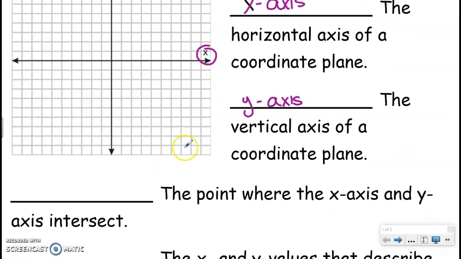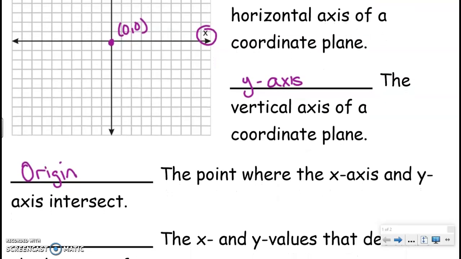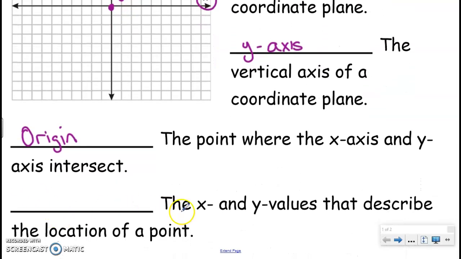The point where the x-axis and the y-axis intersect is right here. That is the ordered pair (0, 0), and it has a special name that we've talked about in the past. It's the origin. Okay, and the x and y values that describe the location of a point, it's an ordered pair. And it's always (x, y), if you want to fill it in, when you graph.